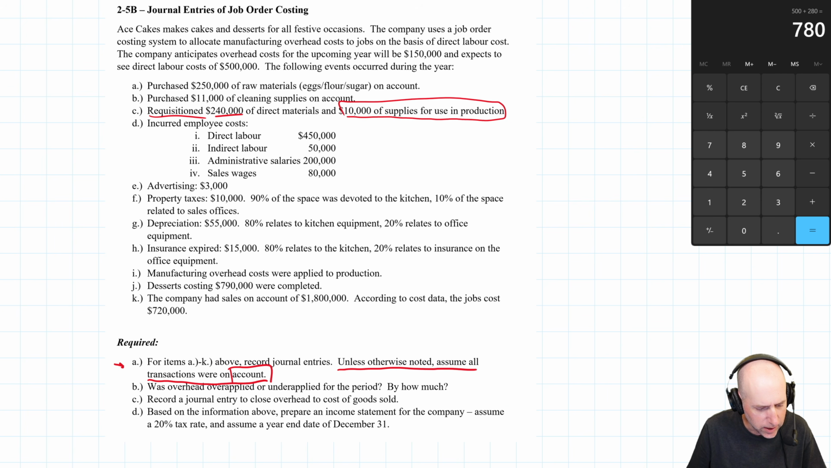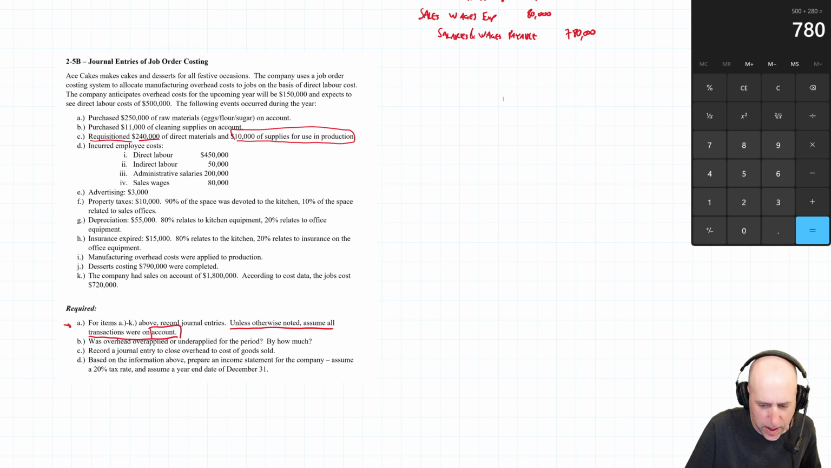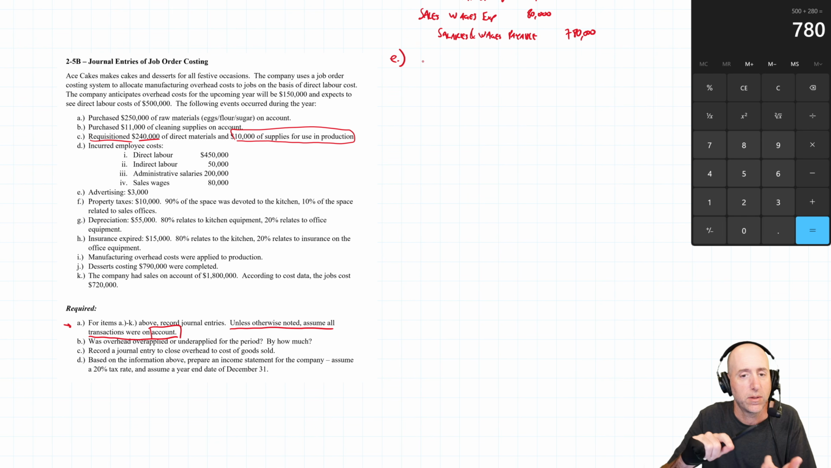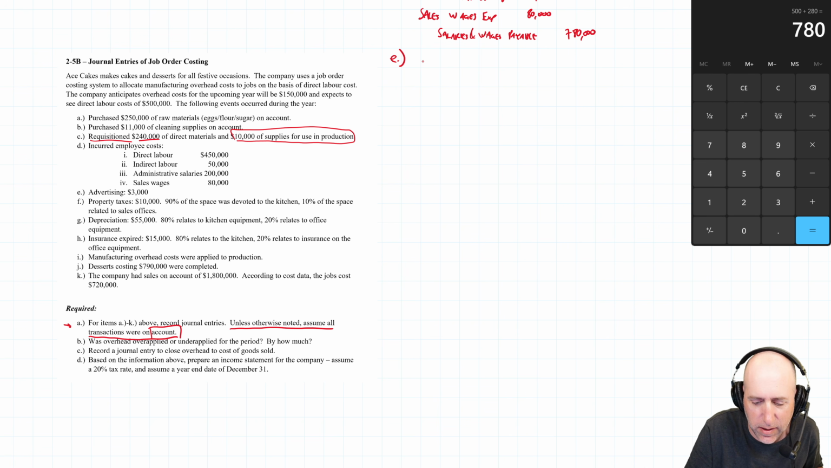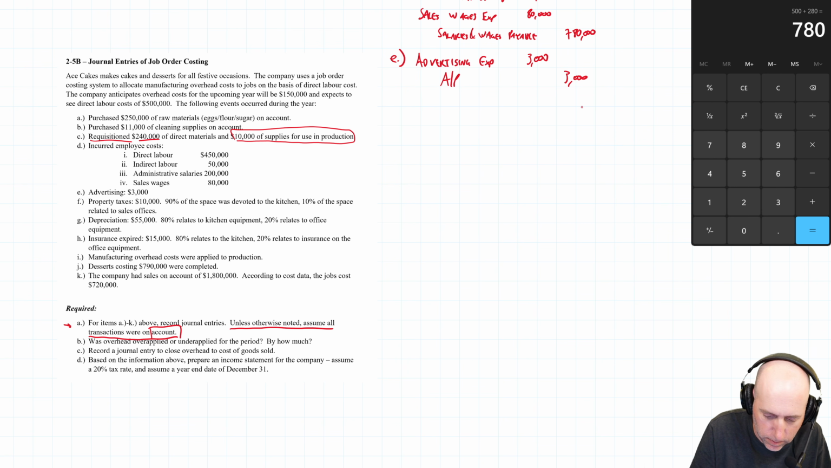So we've just done D. We're on to E, advertising. Advertising is 3,000. So on E, what is advertising? Is it material, labor, overhead? No, it's outside of the factory. Therefore, we just debit the expense or debit the appropriate account related to advertising, and it's advertising expense. It's a selling cost, of course. $3,000. Now, normally I would think credit cash, but it's on account, so credit AP for $3,000.